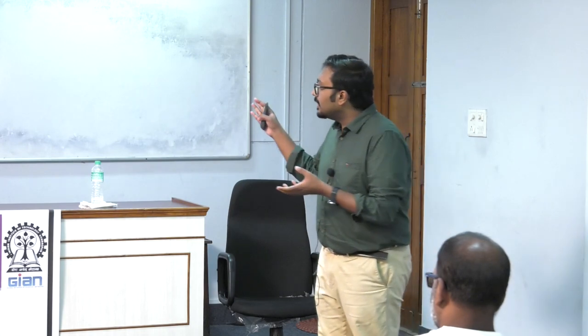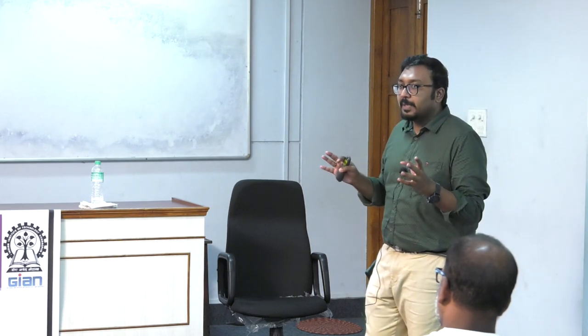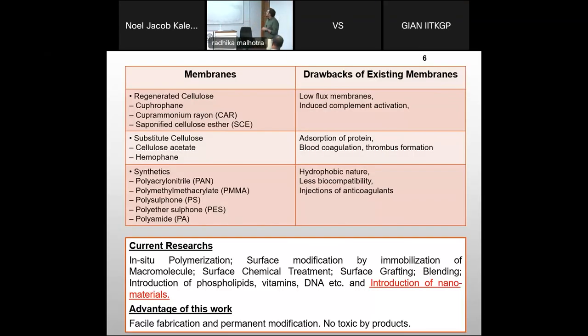There is a lot of research happening where they try to modify these membranes, either the polymers or the membrane surfaces, to overcome all these drawbacks. There are no perfect membranes, but they have done modifications to minimize these effects. So you have in situ polymerization, surface modification, immobilization with macromolecules or biological macromolecules, chemical surface treatment, surface grafting, blending, and phospholipids. They attach vitamins or DNA, which are blood active compounds, onto the membrane surface.